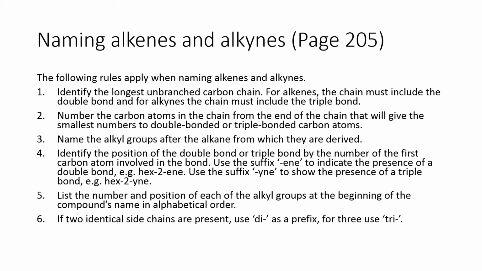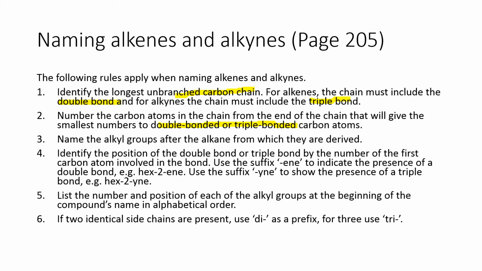There is a set of rules that needs to be followed in order for us to name alkenes and alkynes. Step number 1, identify the longest unbranched carbon chain. For alkenes, the chain must include the double bond, and for alkynes, the chain must include the triple bond. Number 2, number the carbon atoms in the chain from the end that will give the smallest numbers to the double bonded and triple bonded carbon atoms. Number 3, name the alkyl groups after the alkane from which they are derived.